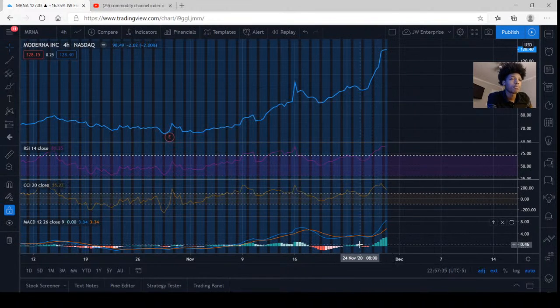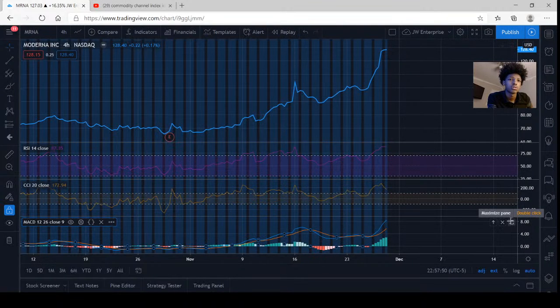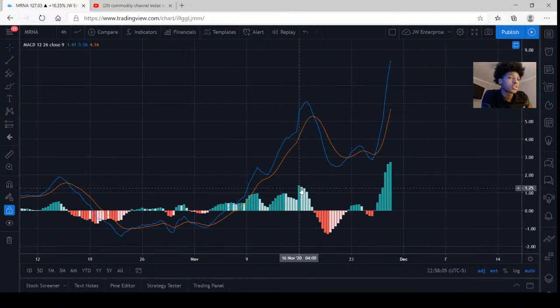And basically when the momentum gets too high, right here may be as high as it'll get, you'll see a lighter green bar. A lighter green bar is lesser momentum for it to go up. So it's more likely to go down.